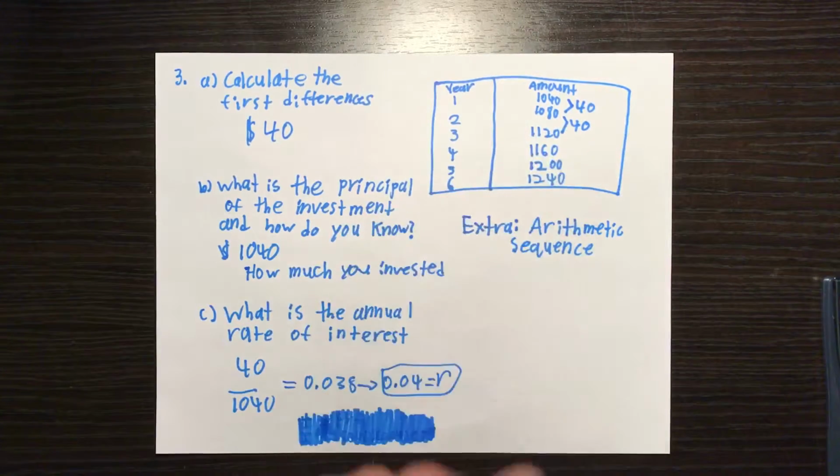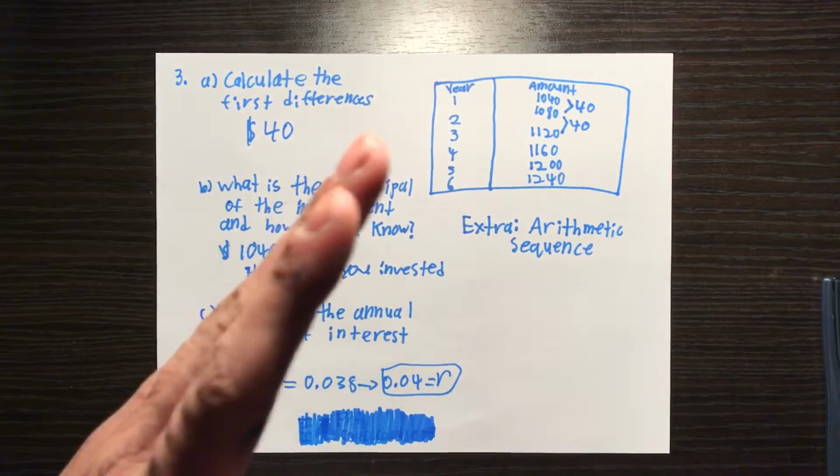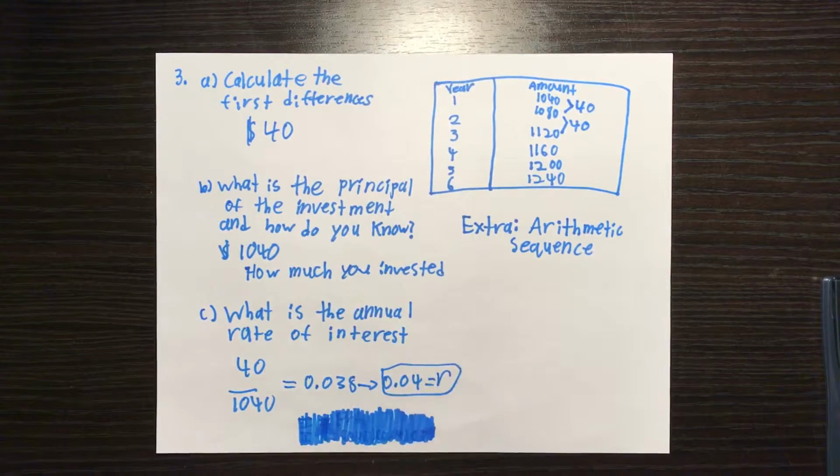You are getting $40 every year. Now, how do you know this? And let's say, why is it first differences? Well, it's always going to be linear. This is interest. It's always going up. It's never going to fall down and increase. So it's never going to be a second differences.